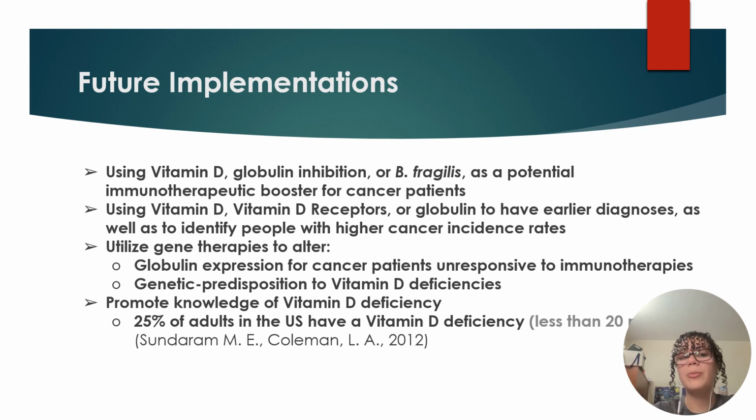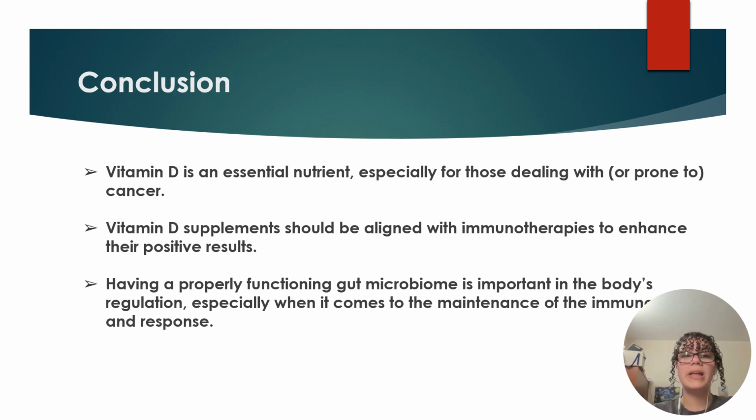And we should definitely be promoting the knowledge of vitamin D deficiencies. As mentioned before, one quarter of US adults have vitamin D deficiencies. Finally, for the main conclusions, we should note that vitamin D is an essential nutrient, especially for those dealing with or prone to cancer. Vitamin D supplements should be aligned with immunotherapies to enhance their positive results. And finally, having a properly functioning gut microbiome is important to the body's regulation, especially when it comes to the maintenance of the immune system and response.